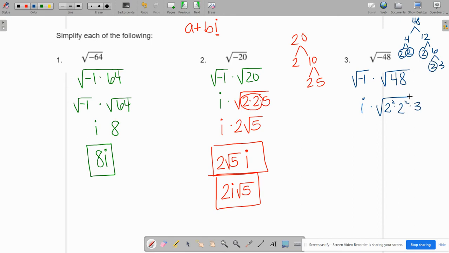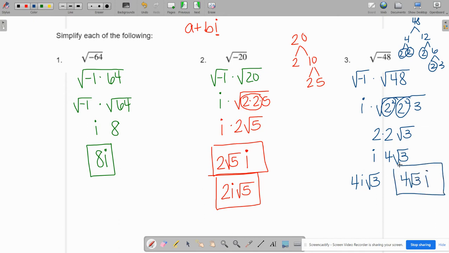So then the square root of 2 squared is 2. The square root of 2 squared is another 2, and then you can't square root the 3. So 2 times 2, you're going to get 4 root 3, and you still have the i. So I would either write that as 4i root 3 or 4 root 3i. Either one of those is going to work. I probably tend to put the i at the end just because of this format.